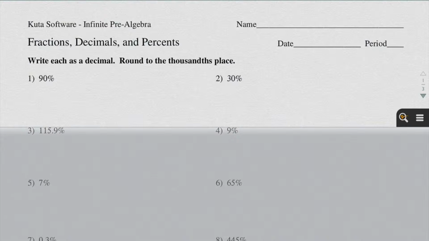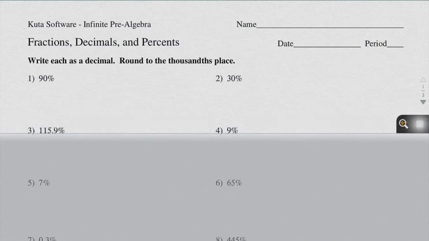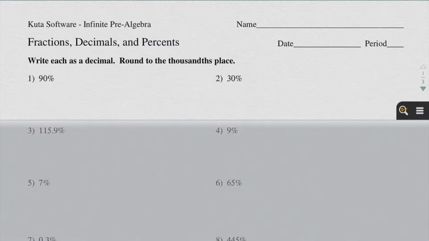The most important part is knowing how to convert it, and then the second part I would say is when you're using it or when to use it. So let's start with number one. It's asking us to convert each as a decimal and then round to the thousandths place. So let's start with number one, 90%.